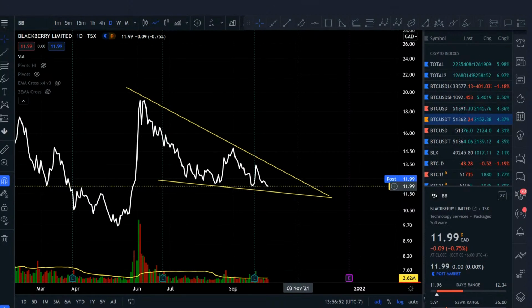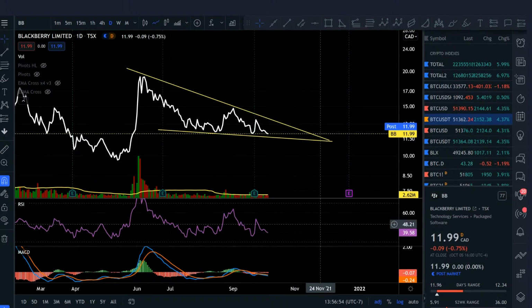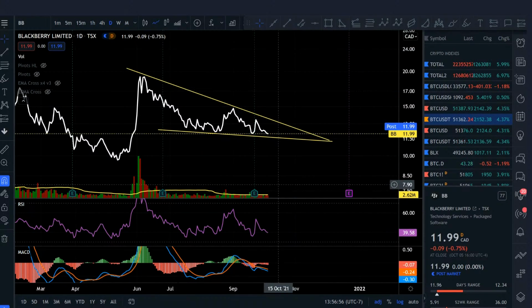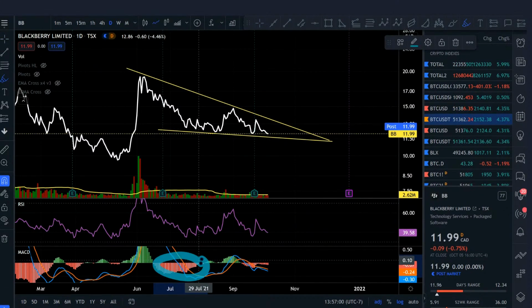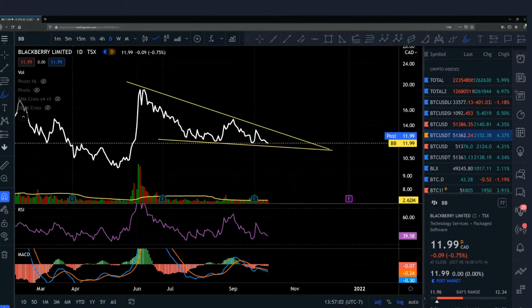So it is a double bottom. You have that going. That's good news for that. But you don't see such large MACD momentum as here. It's kind of not as powerful.